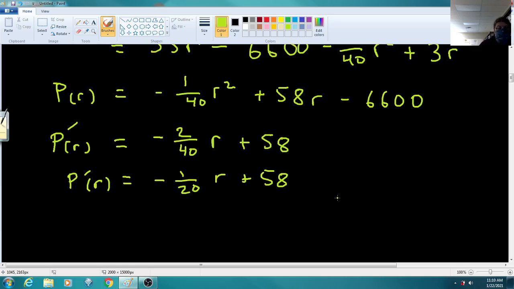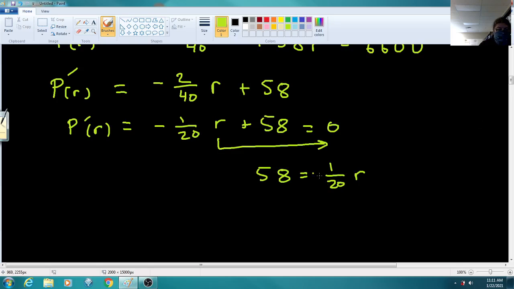Okay, this is never undefined, so to get the critical point, I'm going to set it equal to 0. I'm going to scoot the negative 1/20th r across, so 58 equals 1/20th r. To get the r by itself, we multiply by 20. So 20 times 58 is 1160. These cancel. That equals r. So this is the critical point.